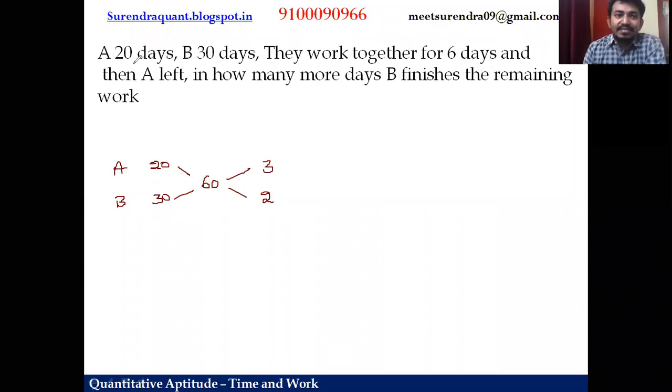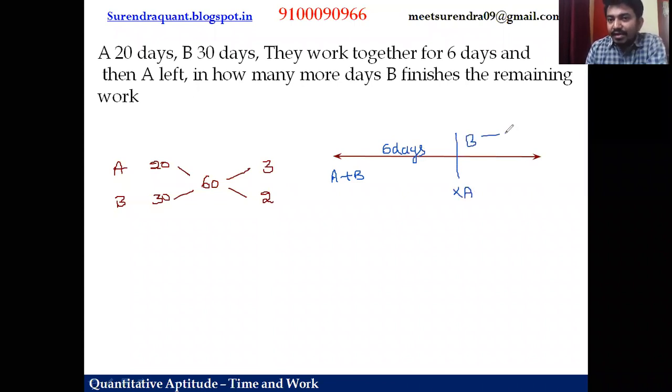But the context is both A and B started working together, but after 6 days, one of the persons left the job, right? So here A and B started working together, but after 6 days, the person A left the work and B continued to finish the balance work. If this is the case, how many more days does B take to finish the remaining work is the question.